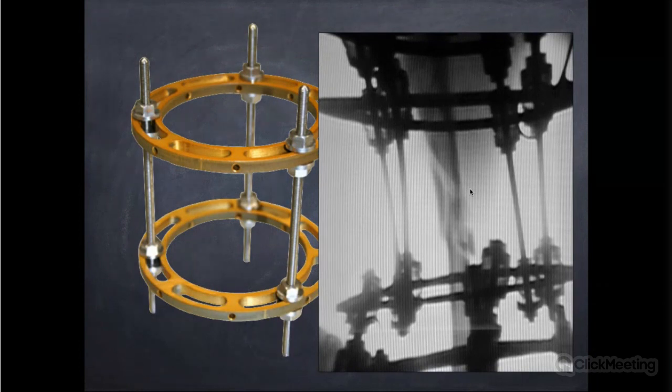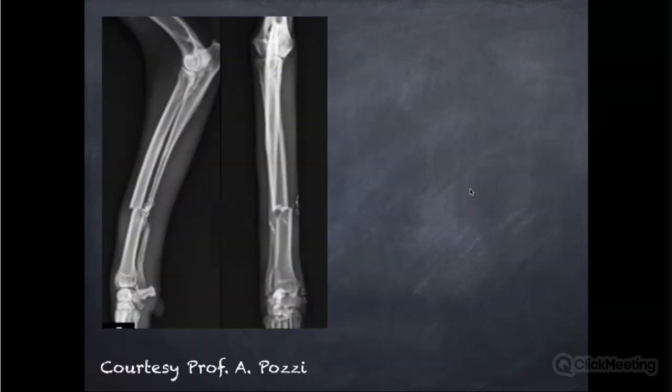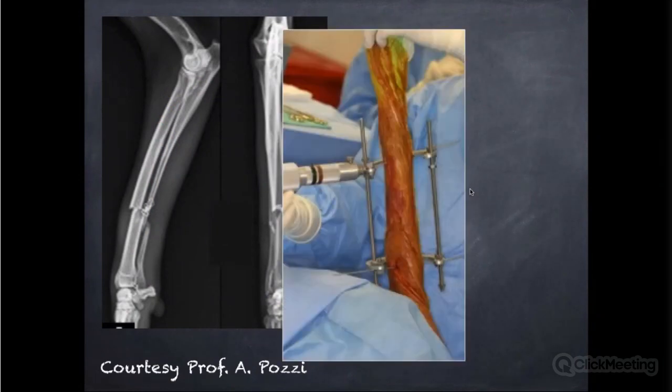Of course, we are talking right now about diaphyseal or metaphyseal fractures. For articular joint fractures, the principles are slightly different. It is feasible, but in a slightly different way. Okay, so this is an example. This is a case courtesy of Antonio Pozzi from Zurich University.